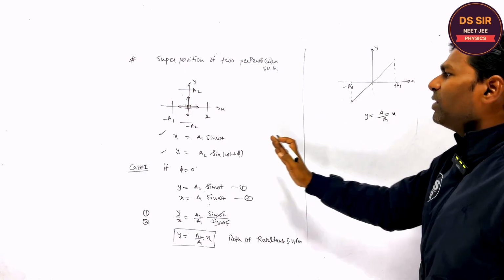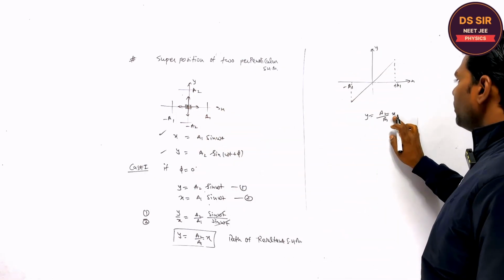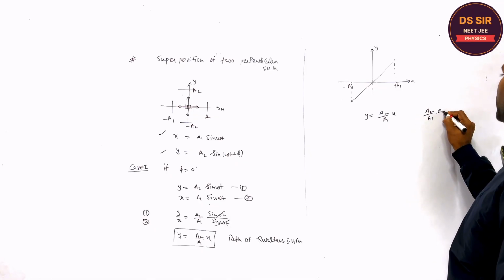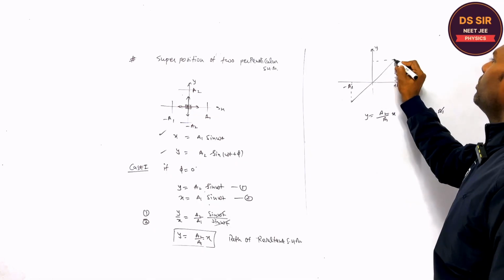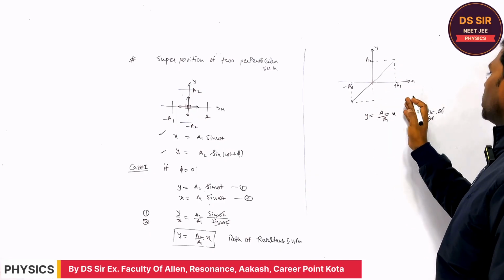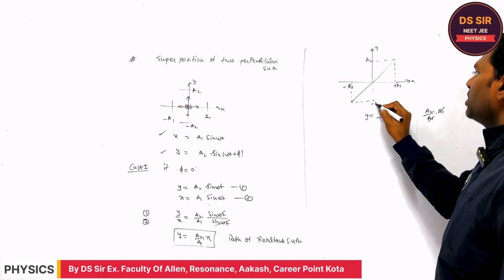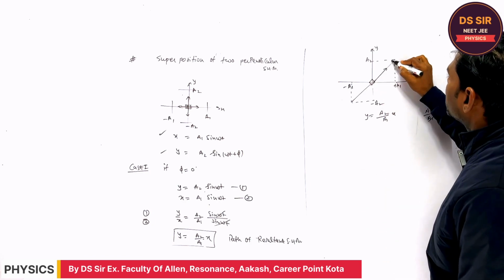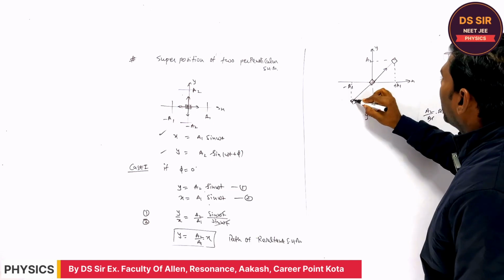So what is the maximum value of x? The maximum value of x is a1. When you put the maximum value a1, the amplitude will be equal to a2, right? In the same way, if you put the x value as minus a1, you will get minus a2. So the particle will perform oscillation in this way. Are you getting or not?